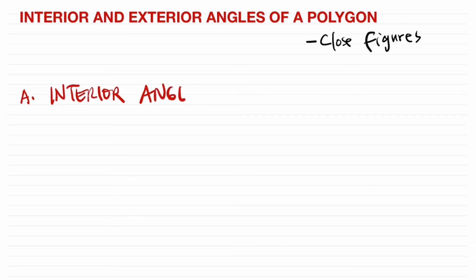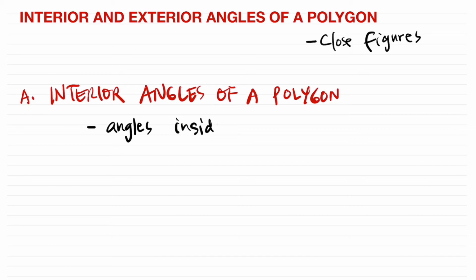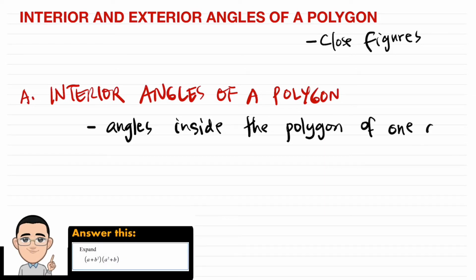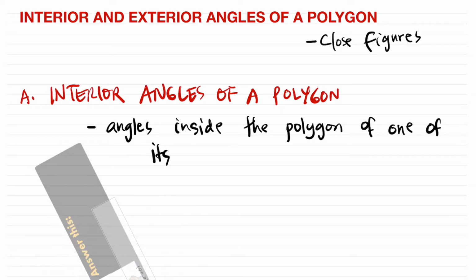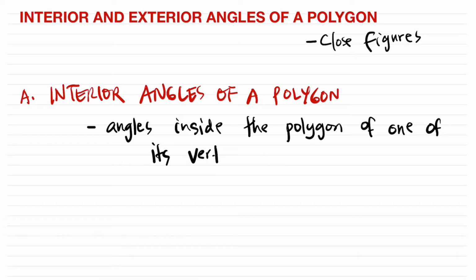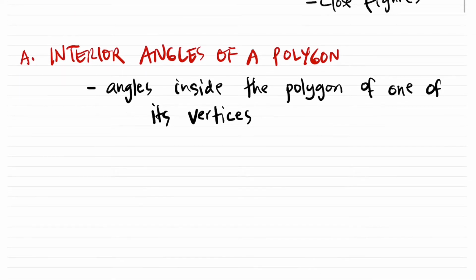angles of a polygon. Now, interior angles of a polygon, these are angles inside the polygon of one of its vertices. Alright, interior angles of a polygon, angles inside the polygon of one of its vertices.